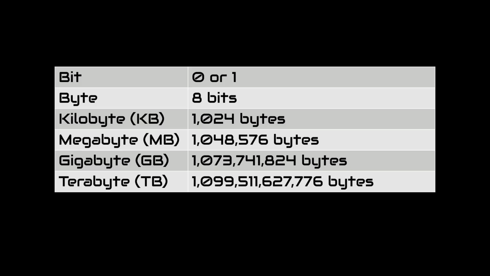There are other units past a terabyte, but at a consumer level, we won't ever deal with petabytes or exabytes. Those are usually terms used on servers or when dealing with lots of data.